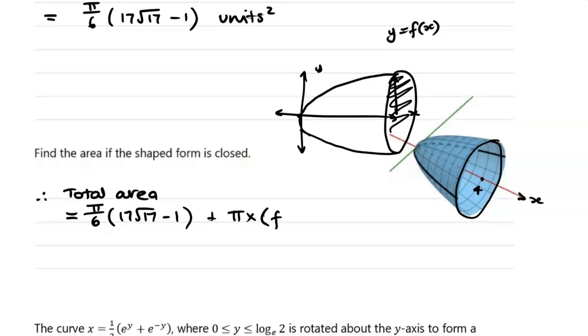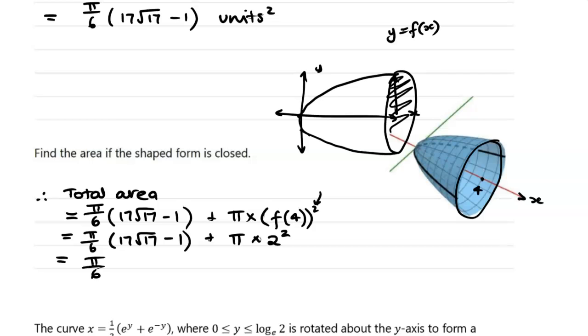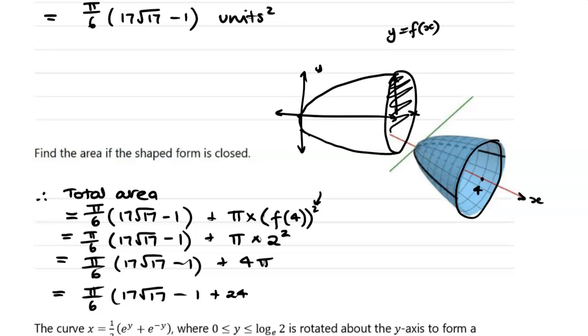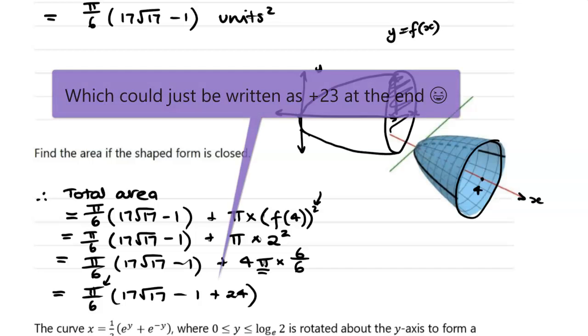So I'm going to put the value of f of 4 squared. And when we said x equals 4, y was just equal to 2. And we're squaring that, because don't forget we had this external square. So we have pi over 6, 17 root 17 minus 1 plus 4 pi. And if you were so inclined, you could write it like this, and then that would be plus 24, because we've taken pi out as a common factor. It's like we multiplied by 6 over 6, and we took that pi out as a common factor here.